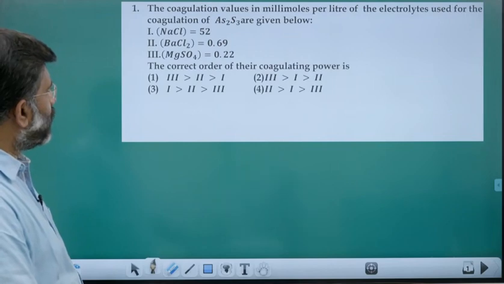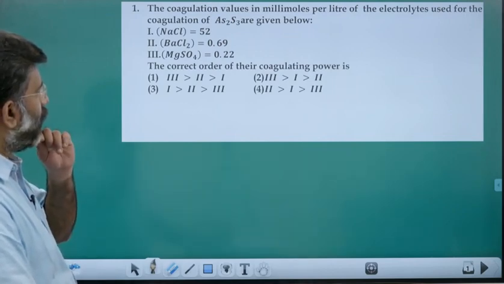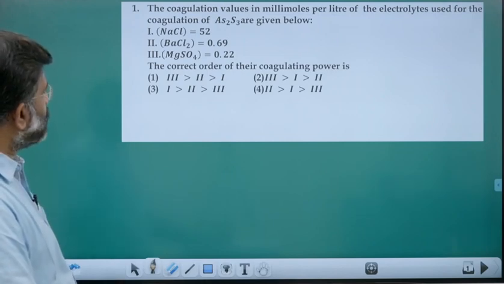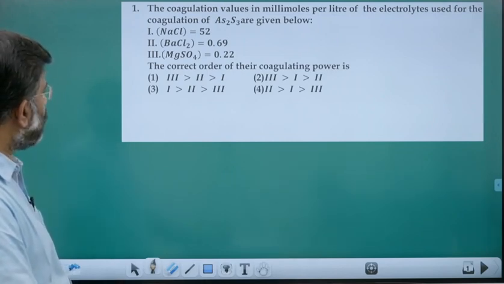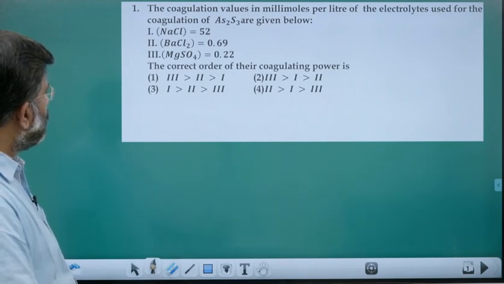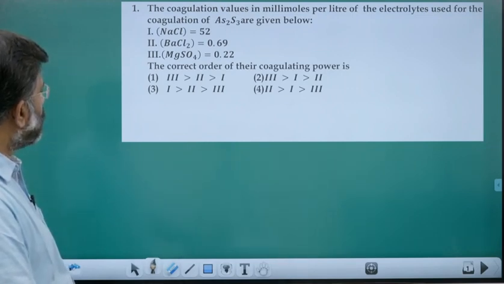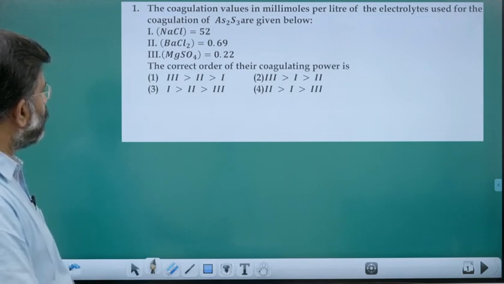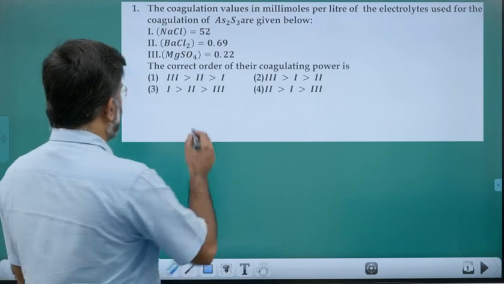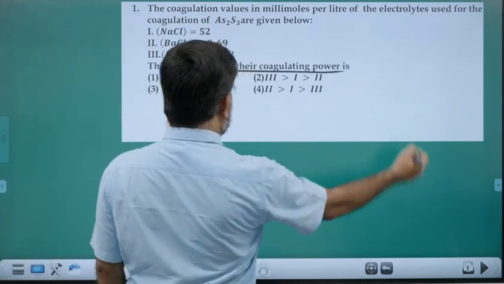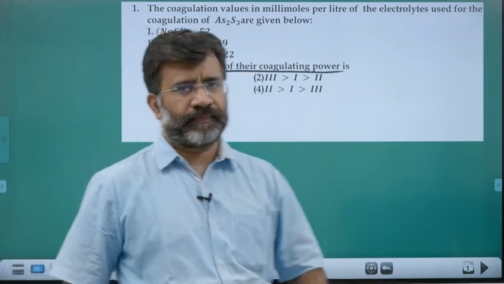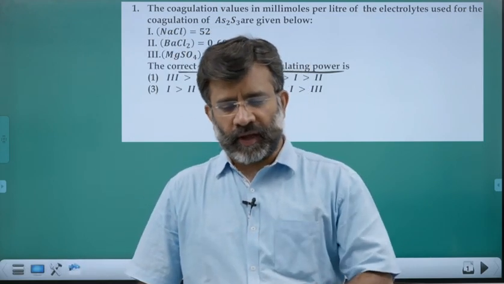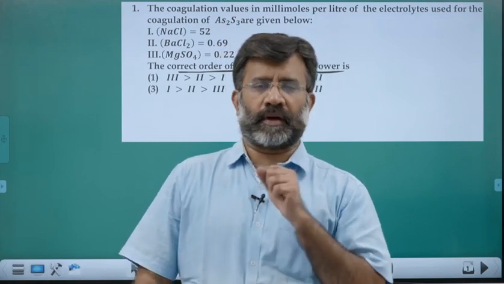Coagulation values in millimole per liter of electrolytes used for coagulation of arsenious sulfide are given. NaCl 52, barium chloride 0.69, magnesium sulfate 0.22. The point is the correct order of their coagulating power. So what is the relationship between coagulating value and coagulating power?